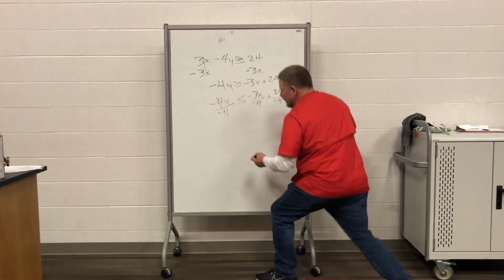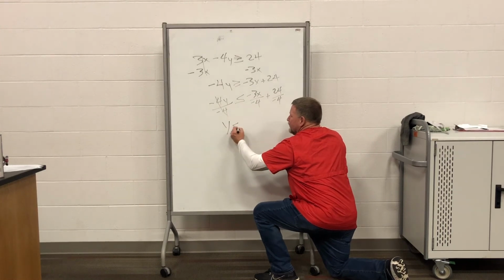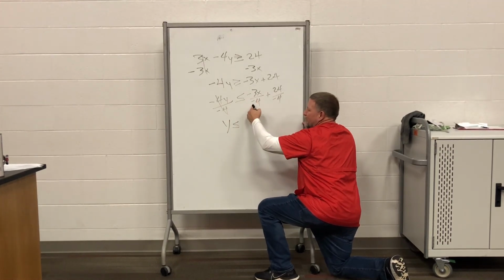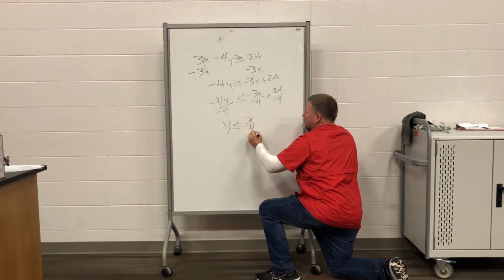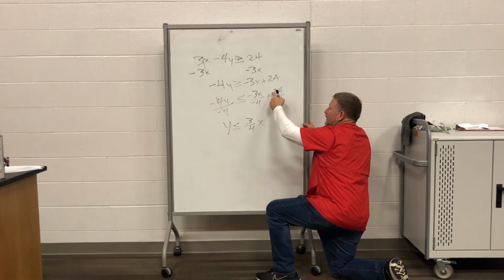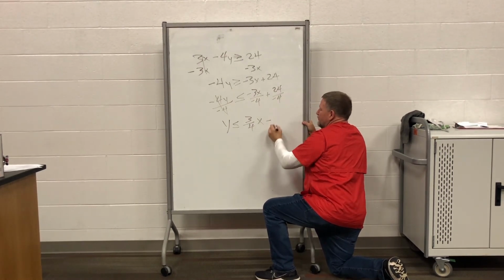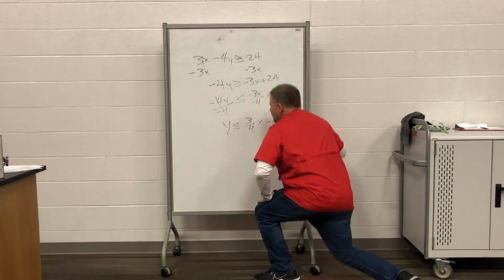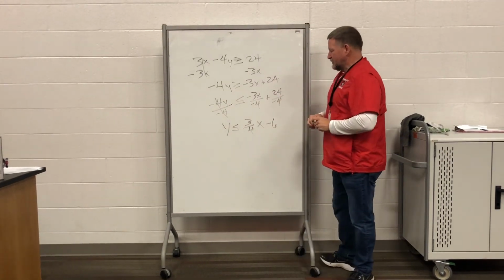Now I simplify everything that's left over. I get y is less than or equal to negative divided by negative is positive, 3/4 x. Positive divided by negative is negative. 24 divided by 4 is 6. Is this in slope-intercept form? Yes. So I am done.